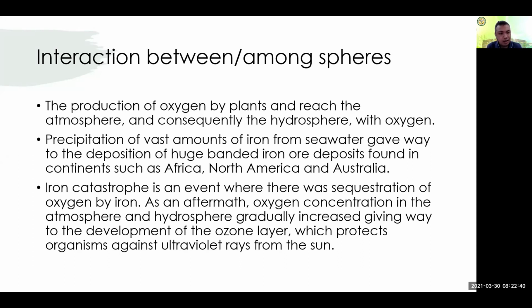Next example is the iron catastrophe. Iron catastrophe is an event where there was a sequestration of oxygen by iron. As an aftermath, oxygen concentration in the atmosphere and hydrosphere gradually increased, giving way to the development of the ozone layer, which protects organisms against ultraviolet rays from the sun. So here, we can see the interaction between your atmosphere, hydrosphere, and the geosphere, from which your iron is coming.